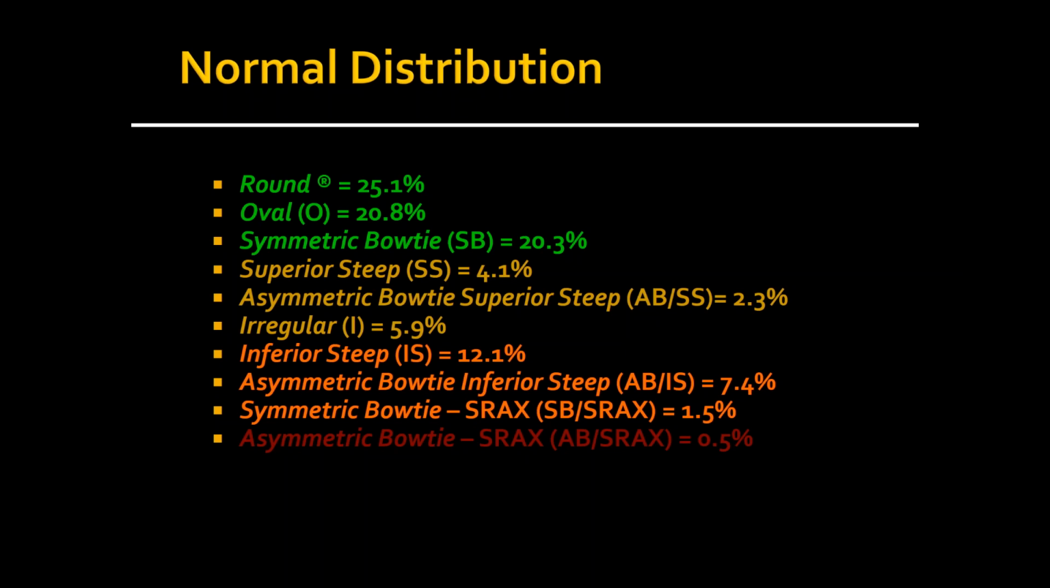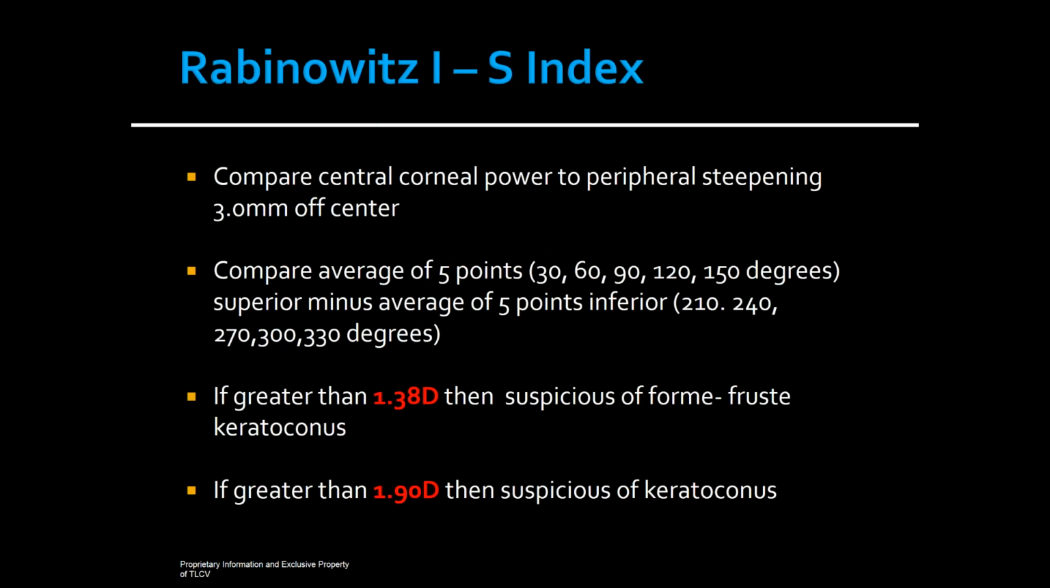But the quandary always is those 30% of topographies, the yellow and orange here: the superior steep ones, the asymmetric bow ties that are superior steep, the irregulars, the inferior steep, the asymmetric bow ties that are inferior steep, and the symmetric bow ties that are skewed. These are the ones that always are the most difficult and always most controversial to classify on whether they are pre-keratoconus or actual frank keratoconus. And we're going to talk more about those as we go through this.